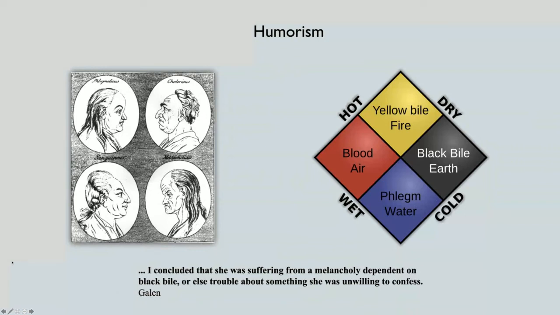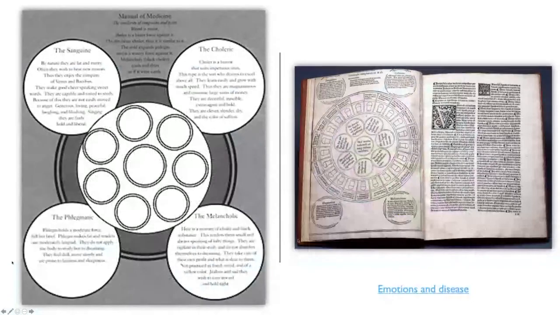"I concluded that she was suffering from a melancholy dependent on black bile, or else trouble about something she was unwilling to confess." Now you change the melancholy for depression, and you remove the black bile from there, and everything is like we know it nowadays. So if you want to know more about this, you can take a look at this website.